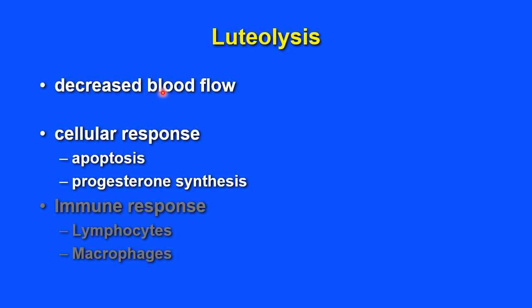The first is a decrease in the blood flow. The PGF2 alpha will cause a decrease in blood flow to the CL. That is because the PGF2 alpha has a vasoconstrictor activity. The next are the apoptosis as well as the decrease in the progesterone synthesis, particularly a decrease now in the P4 synthesis.